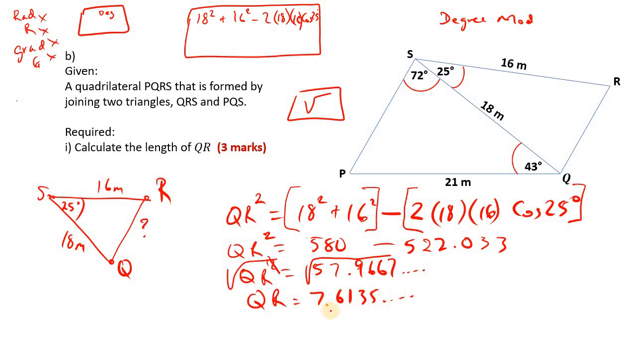But I only want 3 significant figures. The first significant figure in a number is the first digit, starting from the first digit that is not 0. That's 7, so that's the first sig fig.